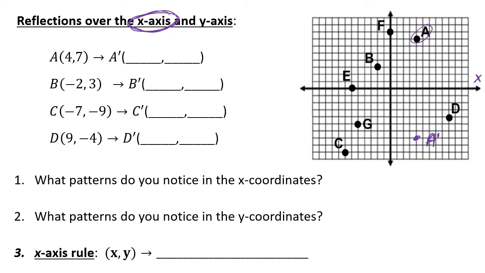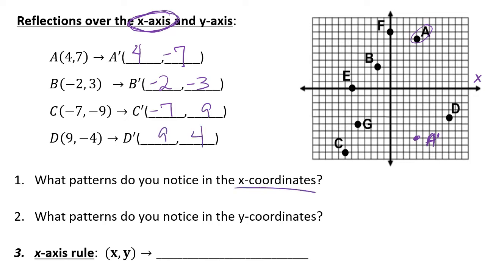So go ahead and hit pause, and I want you to see if you can figure out the other 4 coordinates and then think about the patterns in x and y and come up with a rule. All right, welcome back. So if you did this activity, this is going to be 4, -7. B turned into the point 2, -3. C turned into -7, 9. And D turned into 9, 4.